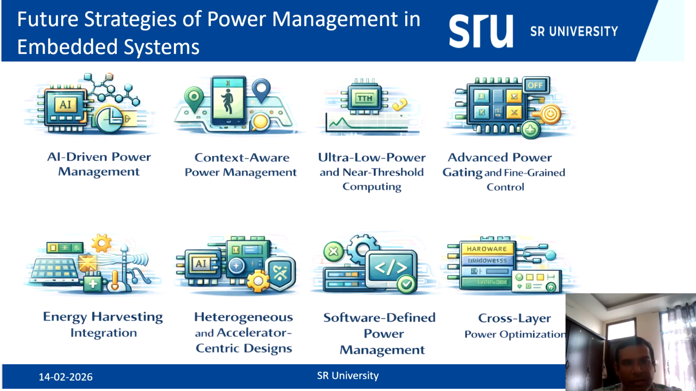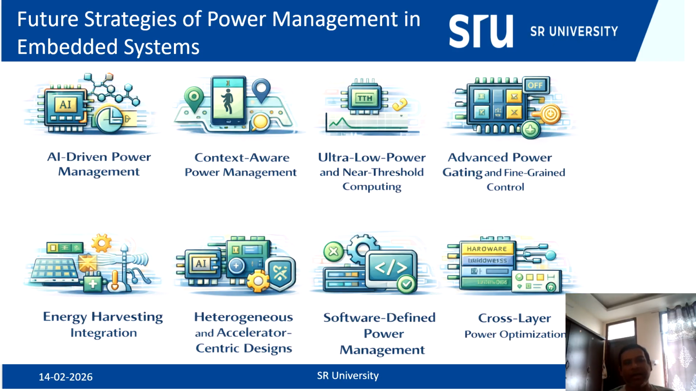The second important power management strategy is context aware power management. Future embedded systems will become context aware, meaning they will adjust power consumption based on environmental conditions, user behavior, and operational context. For example, a sensor may reduce sampling rates when no significant changes are detected, or a system may enter deeper sleep modes based on the location, time, or activity patterns.